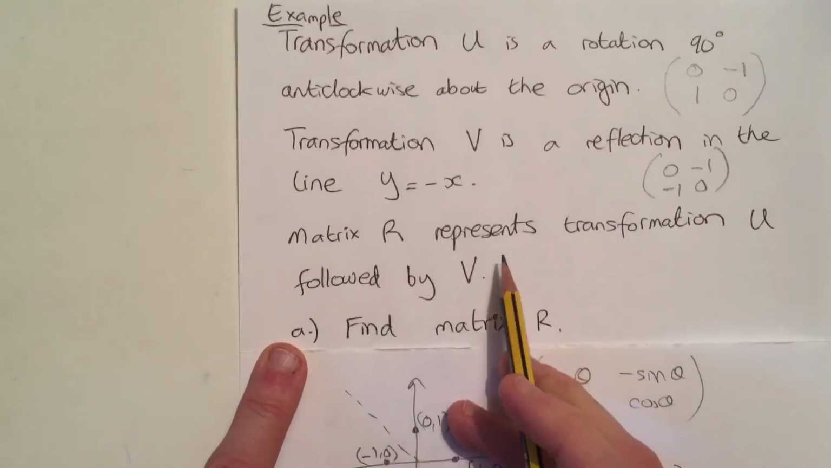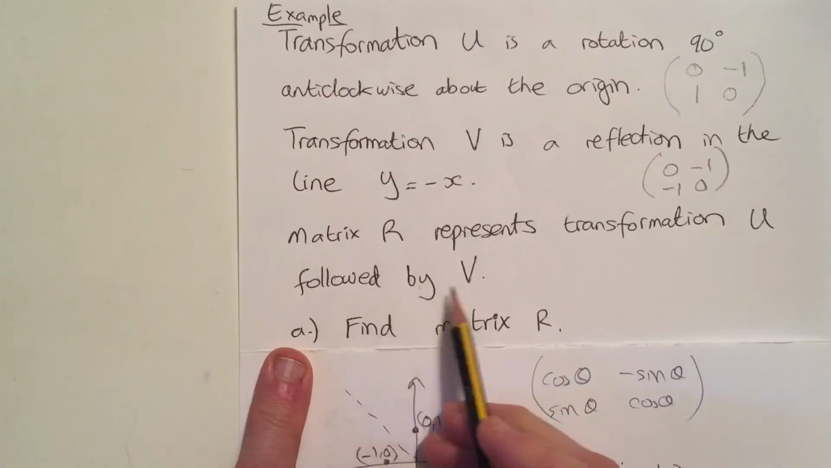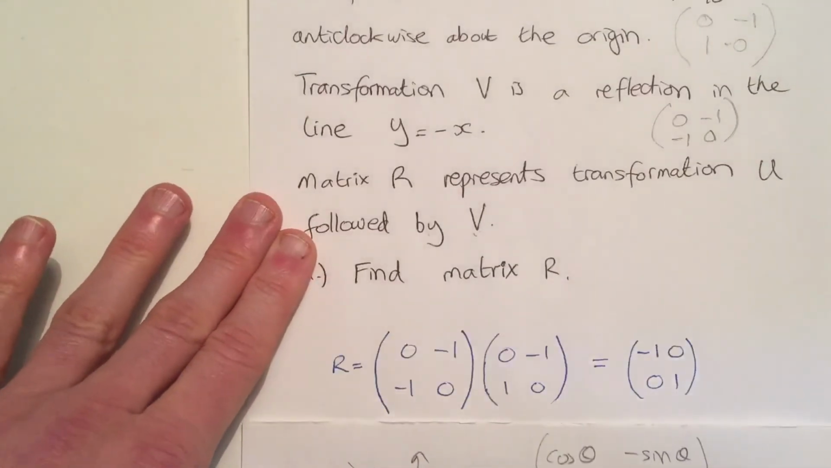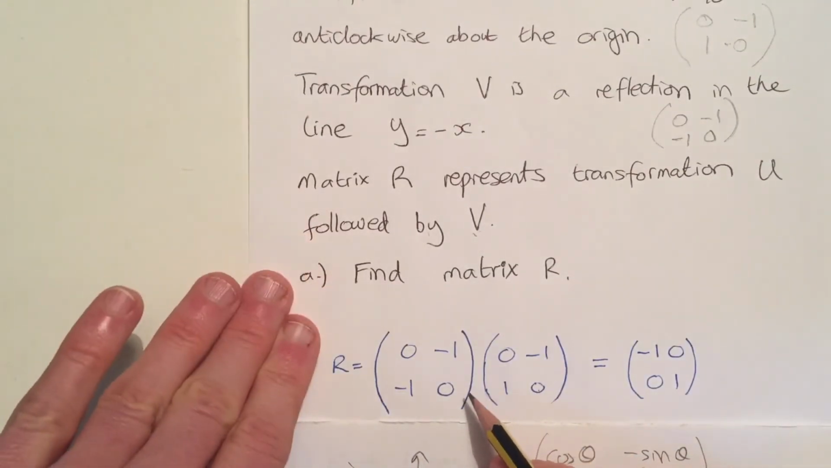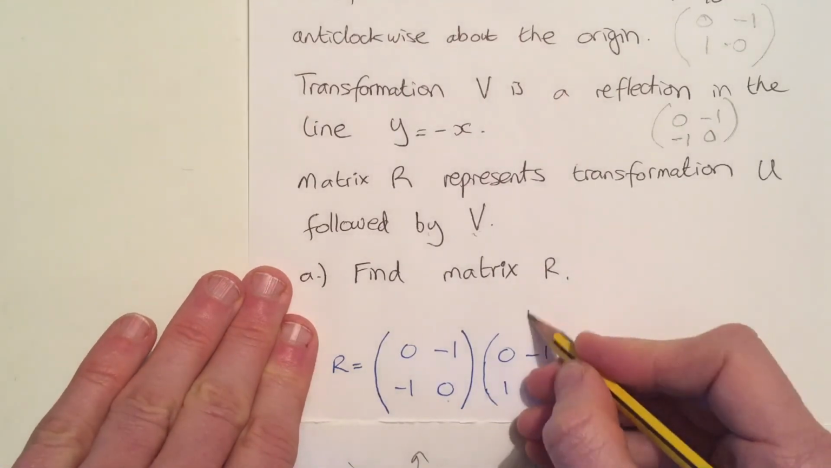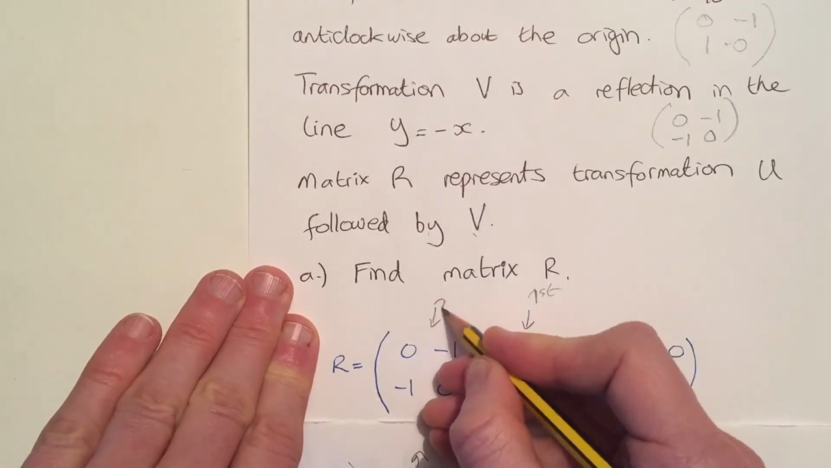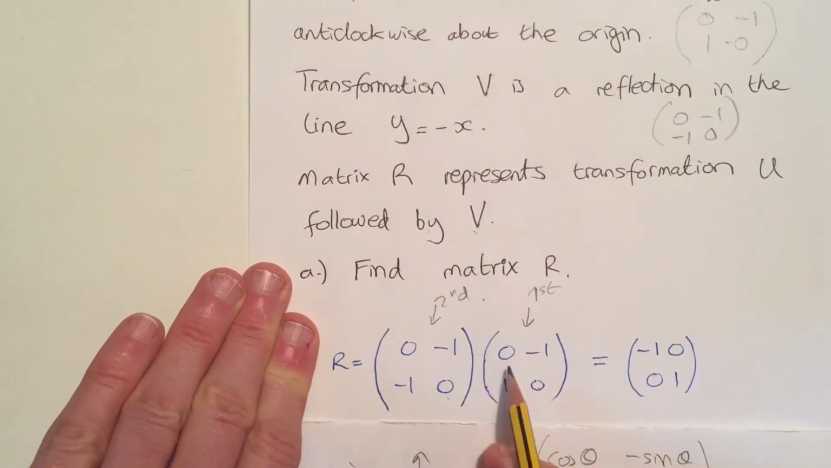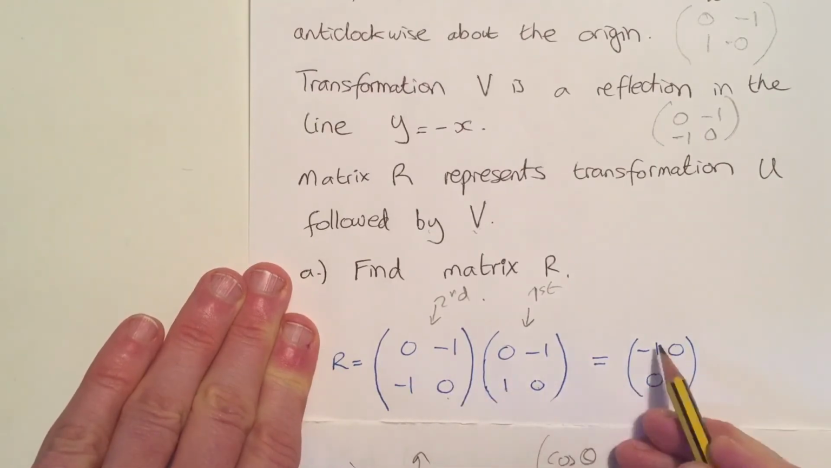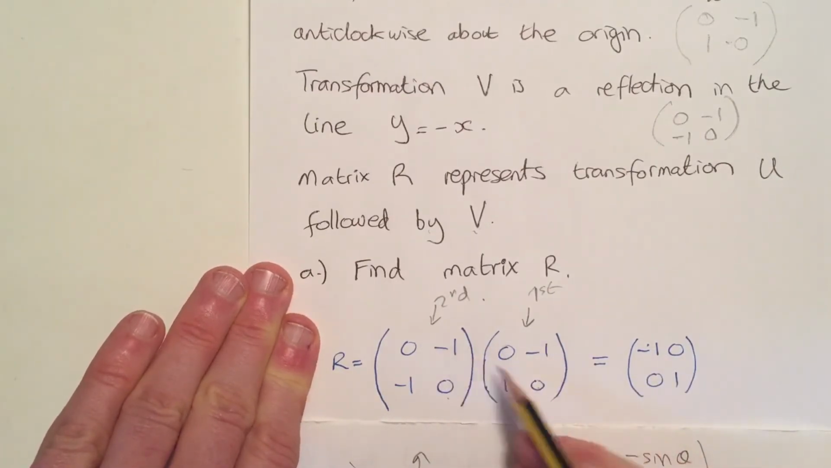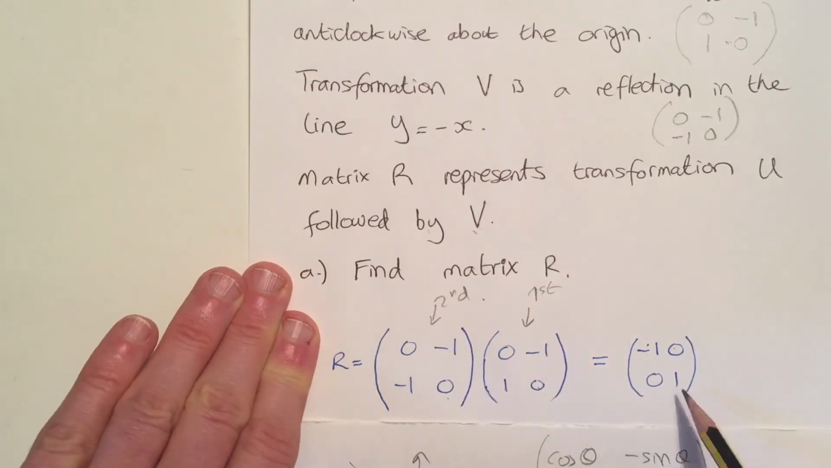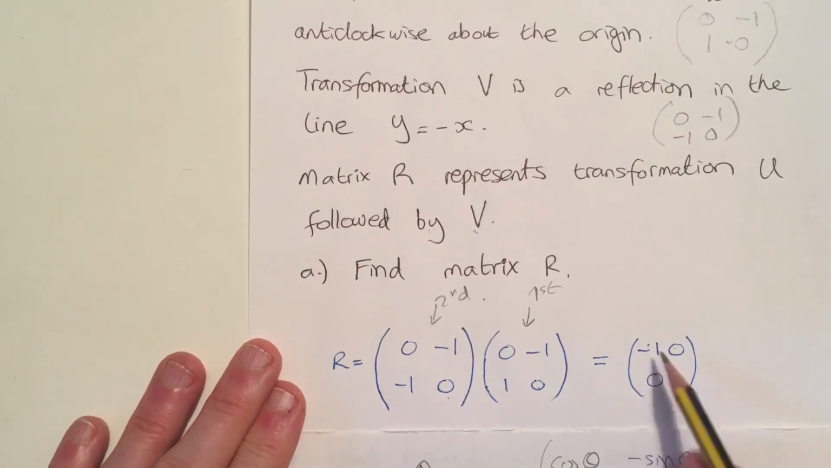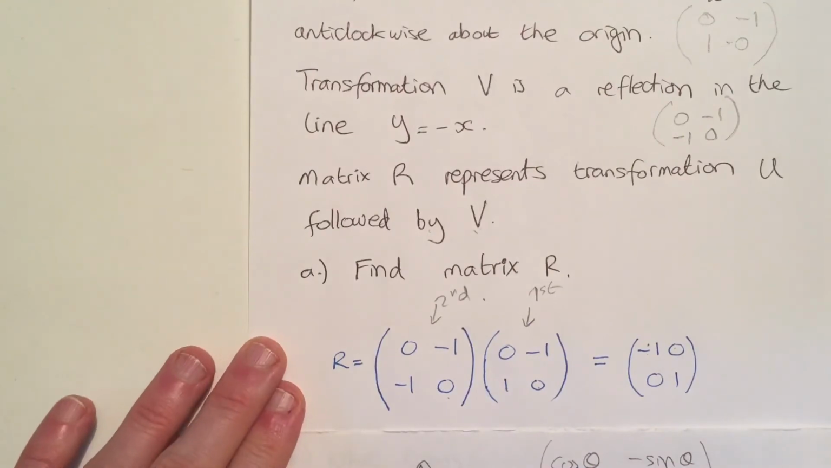Matrix R represents transformation U followed by V. So we're going to do U first. So U goes here, V goes here. This is the first one. This is the second one. Then if we multiply these through, so 0 times 0 plus minus 1 times 1, and so on, we get that matrix. So this is the matrix R. This is the matrix that represents the combination of these things in that order.